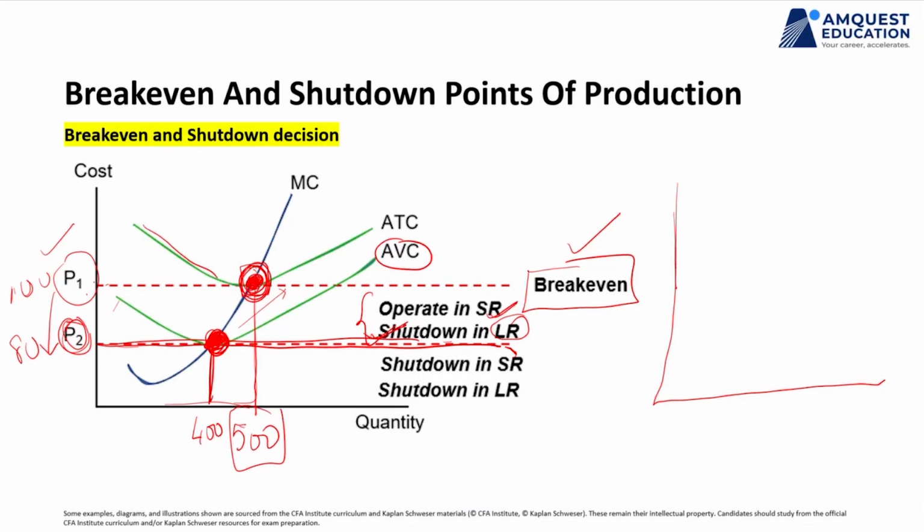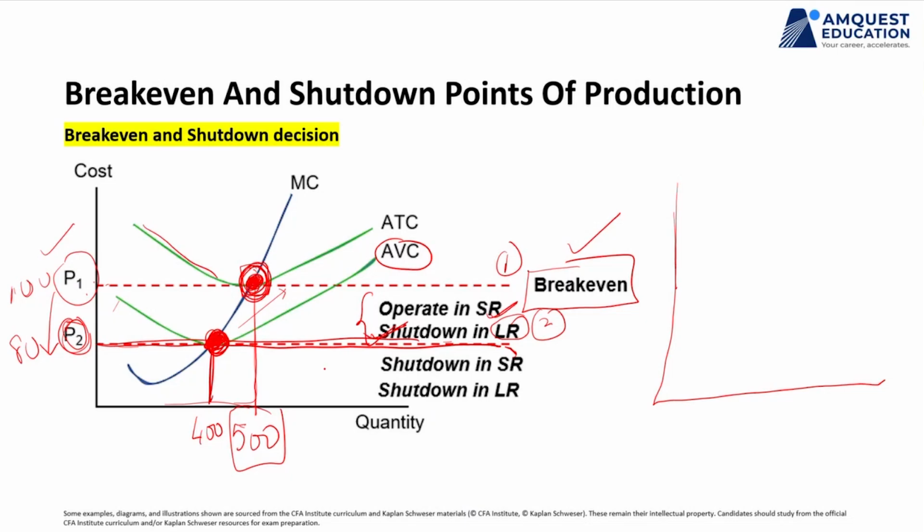Clear? Now let's go to the third scenario. So the first scenario is where I'm at the break-even point. Very good. Continue business for short run, long run. Second scenario, I'm in a loss region, but my variable costs are being covered. So I'll say operate in the short run, but shut down in the long run.